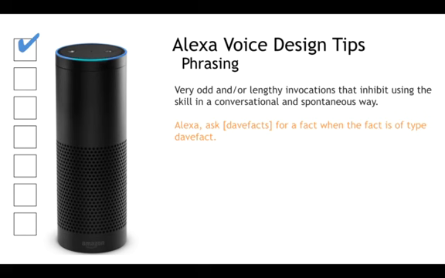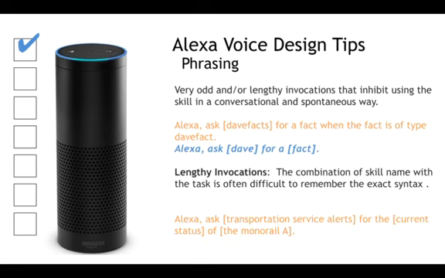So in this case, we have "Alexa," to just trigger her, and then "ask Dave fact for a fact when the fact is of type Dave fact." That is a mouthful, so that's very, very hard to say. It's a lot easier to say, "Alexa, ask Dave for a fact." And that is much easier, and it's also much more memorable. So if I wasn't reading this first one, I wouldn't even be able to say it off the top of my head. So it's just important to keep that in mind.